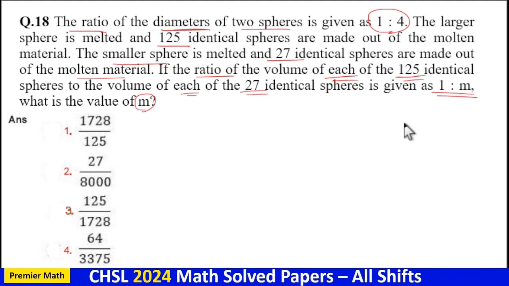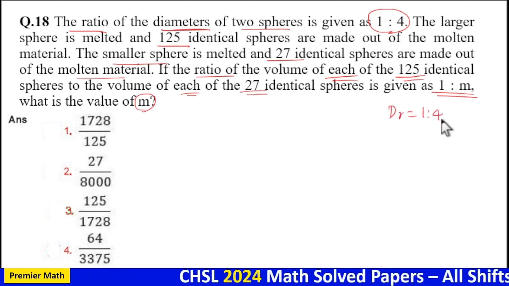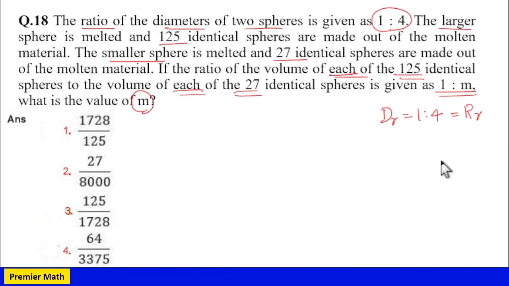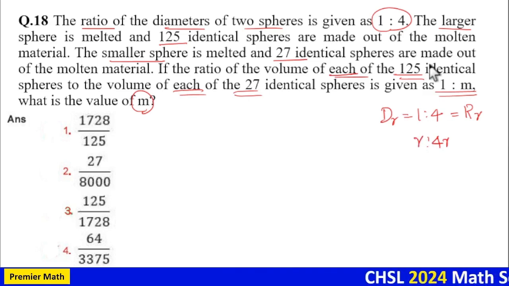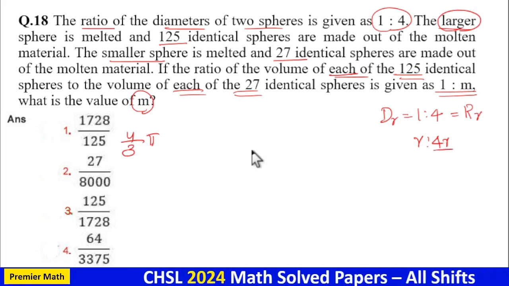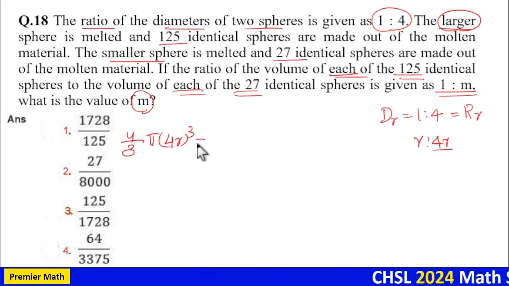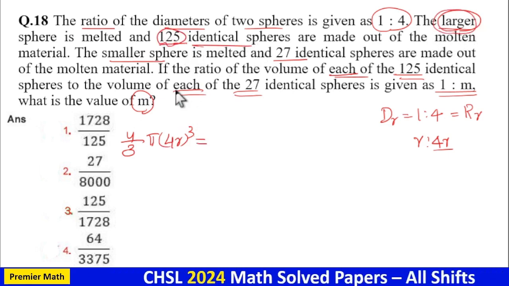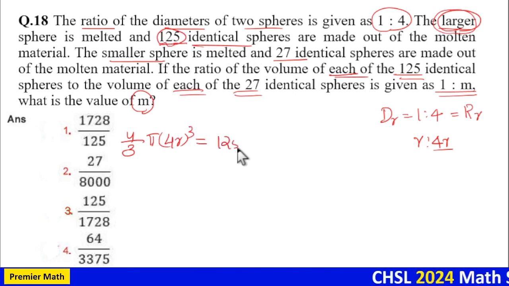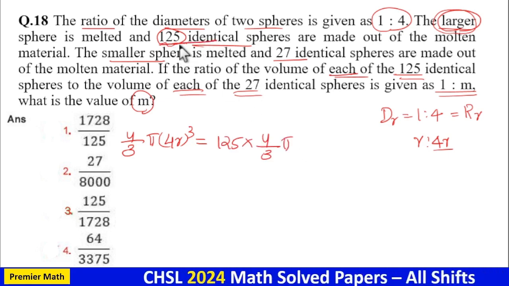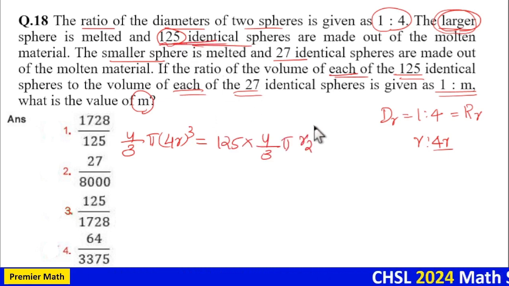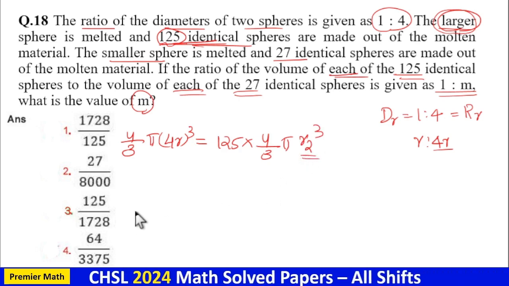Here, diameter ratio is given as 1:4, which is same as the radius ratio. That is, if radius of largest sphere is 4r, then radius of smallest sphere is r. Then volume of largest sphere is 4 by 3 pi into 4r cube, from which 125 identical spheres are made. So volume of this largest sphere is same as volume of 125 identical spheres. So 125 into 4 by 3 pi into r2 cube, where I take r2 as radius of each of the 125 identical spheres. Now from this we can find what r2 cube is.